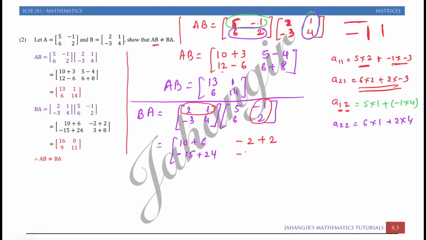Then minus 3 plus 4 into 2 is 8. So that will give you 10 plus 6, 16. 24 minus 15 is 9. 0. 8 minus 3 is 5. So from this what you can say, AB is not equal to BA. Hope this part is clear.